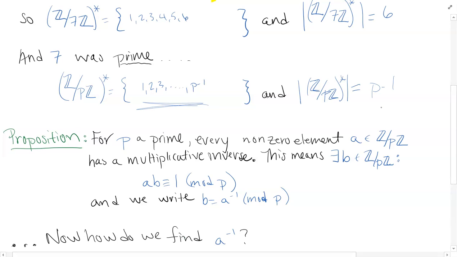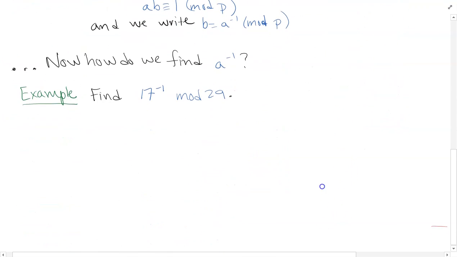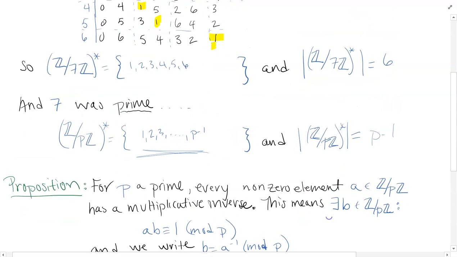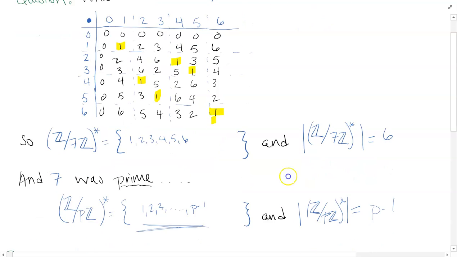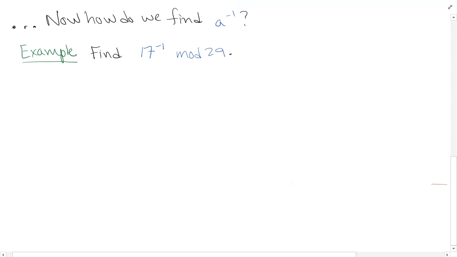Another way of saying this is that for A and B, when we're looking at Z mod PZ, we can find two numbers whose product is congruent to 1 mod P. More specifically, B is A inverse. But now the question is, how do we find that? That ends up being a little bit easier than we might suspect. Certainly you can make a table like this. Otherwise, there happens to be a nice algorithm that we already know that can help us find this inverse.